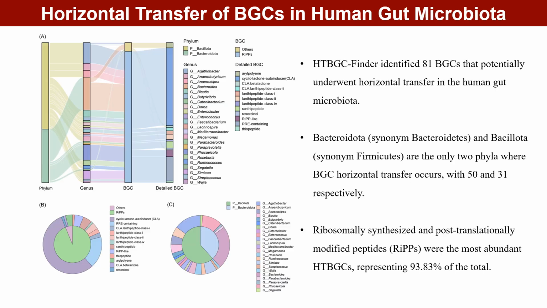depths. To delve into the intricate phenomenon of horizontal transfer of BGCs within the human gut microbiota, we employed HTBGC-Finder to analyze an extensive dataset from human gut microbiota. As a result, HTBGC-Finder identified 81 BGCs that potentially underwent horizontal transfer in the human gut microbiota. Bacteroidota and Bacillota are the only two phyla where BGC horizontal transfer occurs, with 50 and 31 respectively. RiPPs were the most abundant HTBGCs, representing 93.83% of the total.